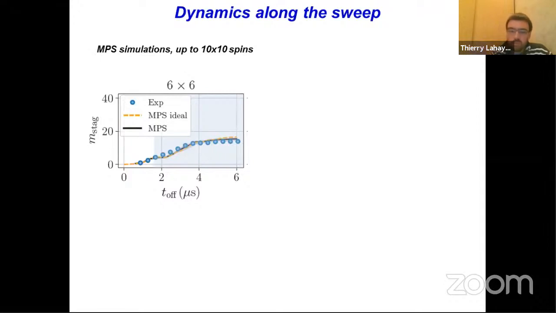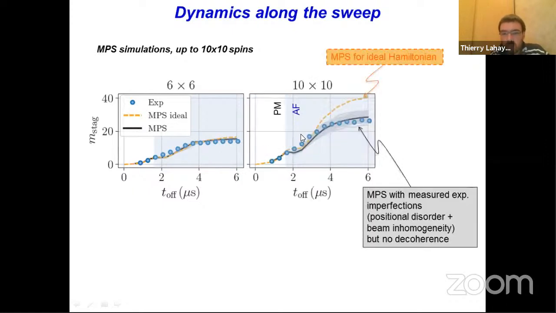All right, and so to compare this in more detail, we did some comparison with what occurs during the dynamics, during the sweeps. And this is shown here. What is plotted is the staggered magnetization of your antiferromagnet. So you've got the experimental points and the results of the simulations, those two curves here. For 6x6, you see that there is a really pretty good agreement without any adjustable parameters, so it's nice. Now, if you go to 10x10, you see that if you do the MPS simulations for the ideal Hamiltonian that you think you program in your machine, there is clearly a discrepancy.